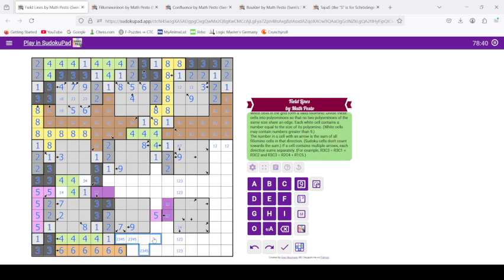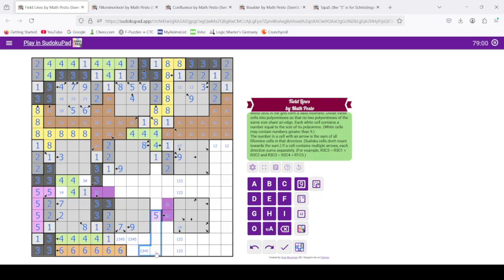1, 2, 3, 4, 5. This one cannot reach over here. 1, 2, 3, 4, 5. This one can. 5, 2, 1, 1 would work. But if it doesn't, 1, 2, 3, 4, 5, 6, yeah.